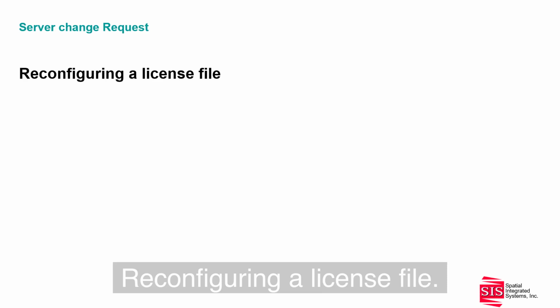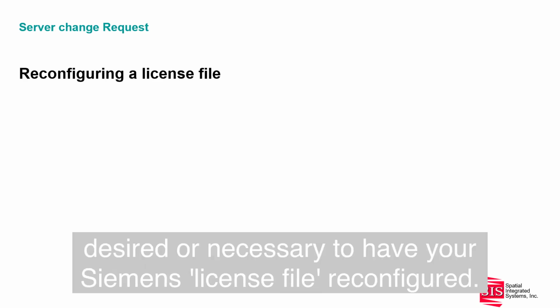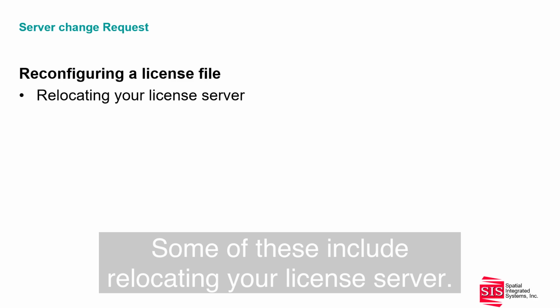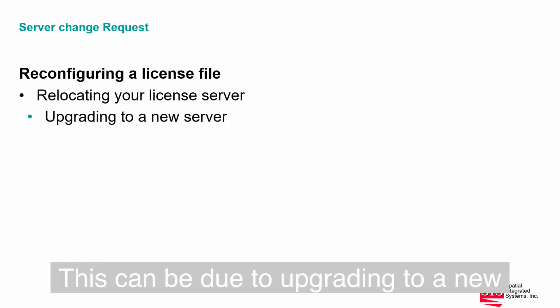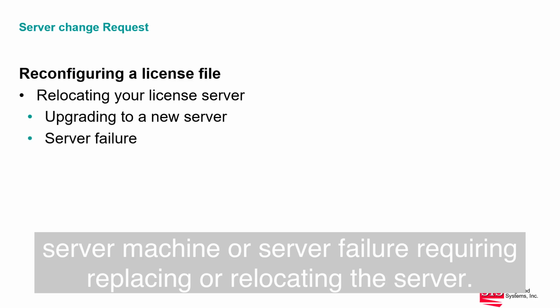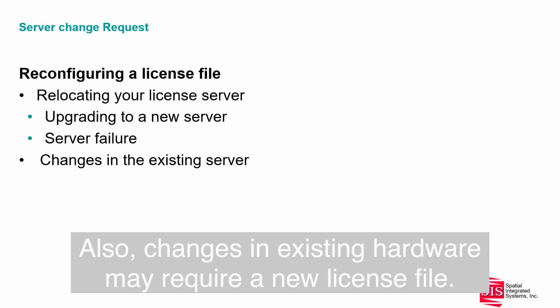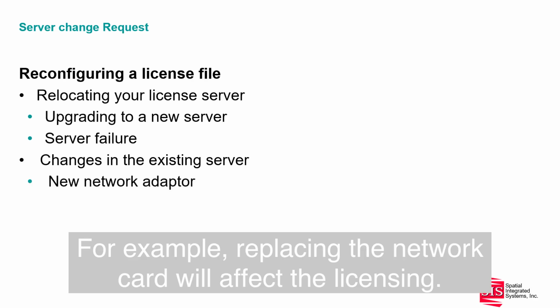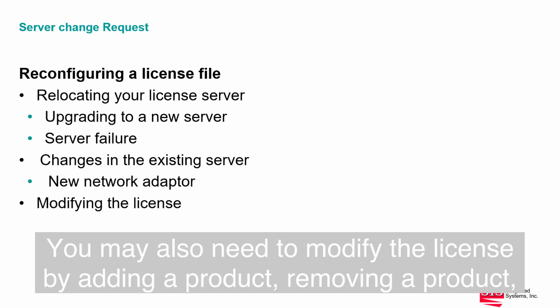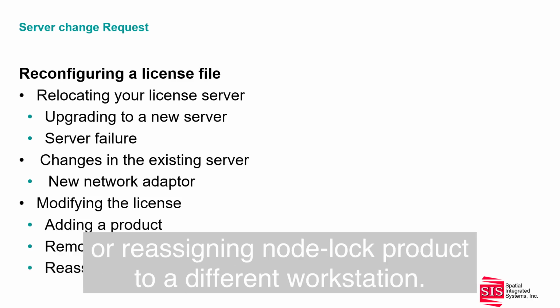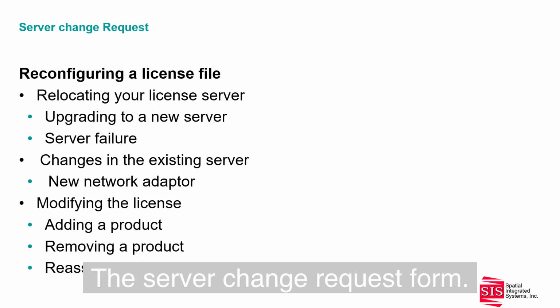Reconfiguring a license file. There are occasions when it becomes desired or necessary to have your Siemens license file reconfigured. Some of these include relocating your license server. This can be due to upgrading to a new server machine or server failure requiring replacing or relocating the server. Also, changes in the existing hardware may require a new license file. For example, replacing the network card will affect the licensing. You may also need to modify the license by adding a product, removing a product, or reassigning a node locked product to a different workstation.